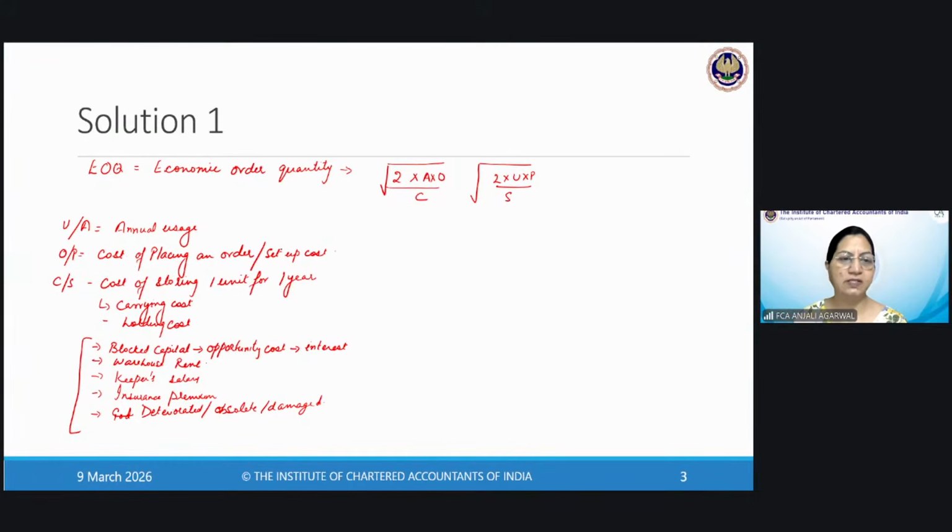Cost of placing is when you visit the market or you ensure that your raw material is ordered and received. This could include freight, loading, unloading charges, or handling.